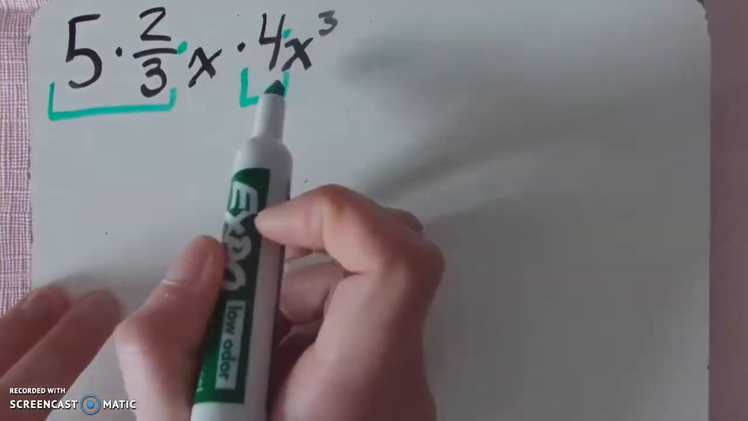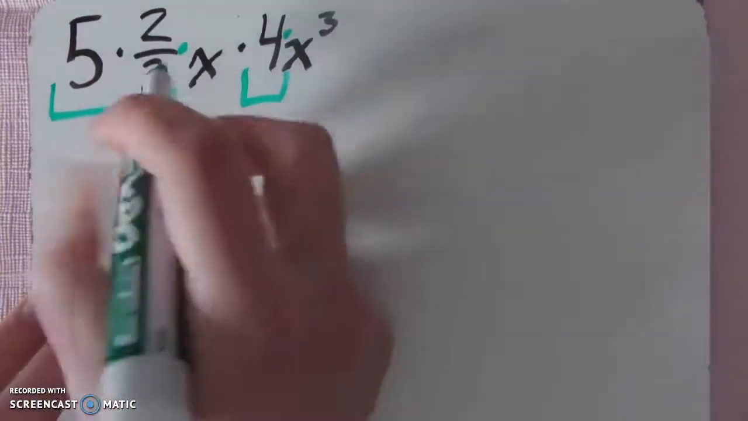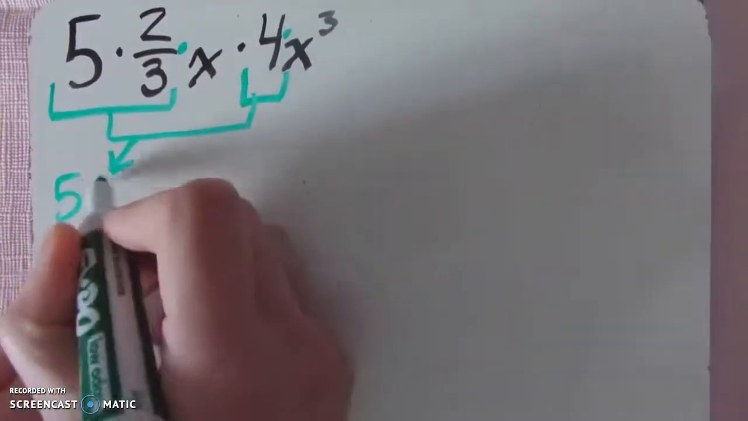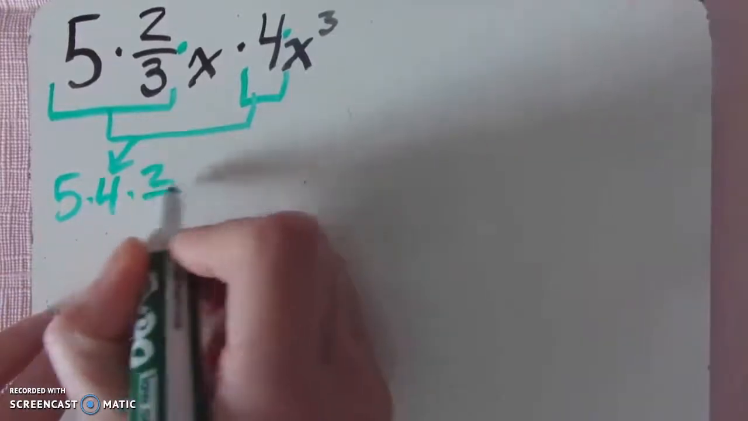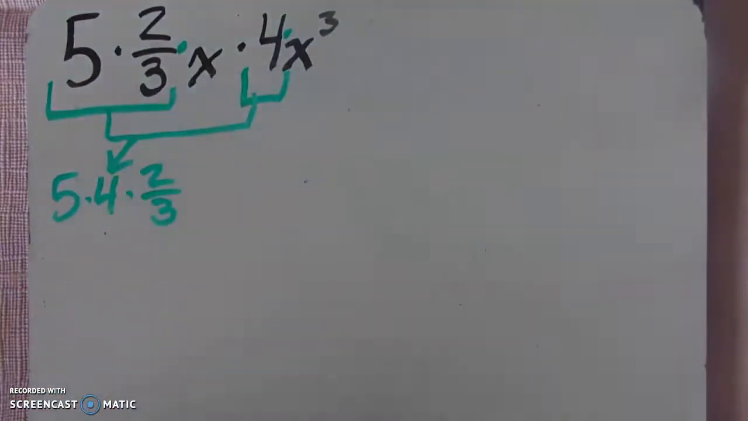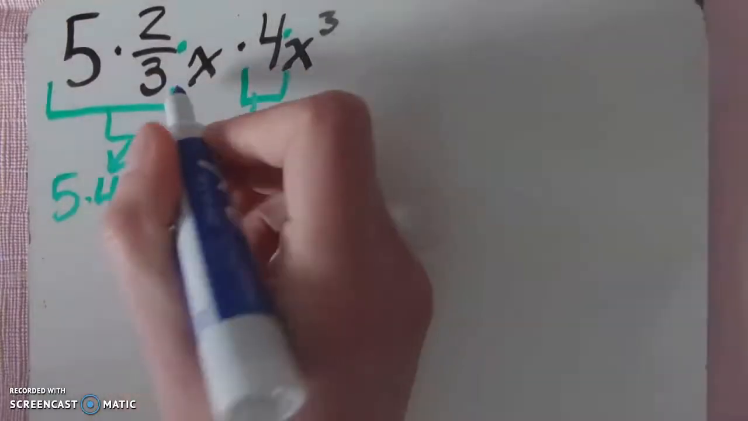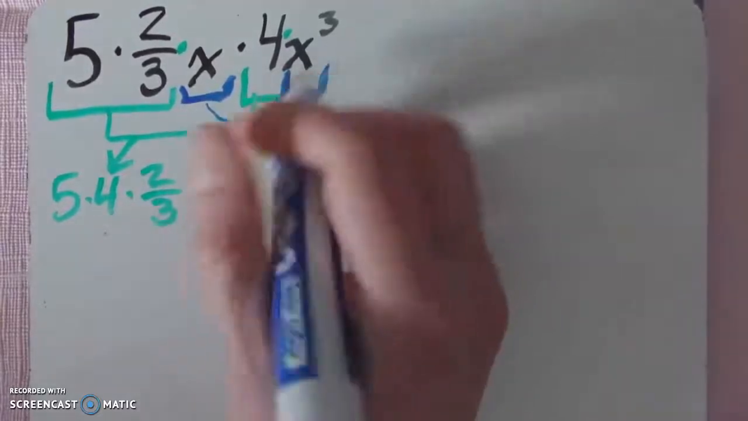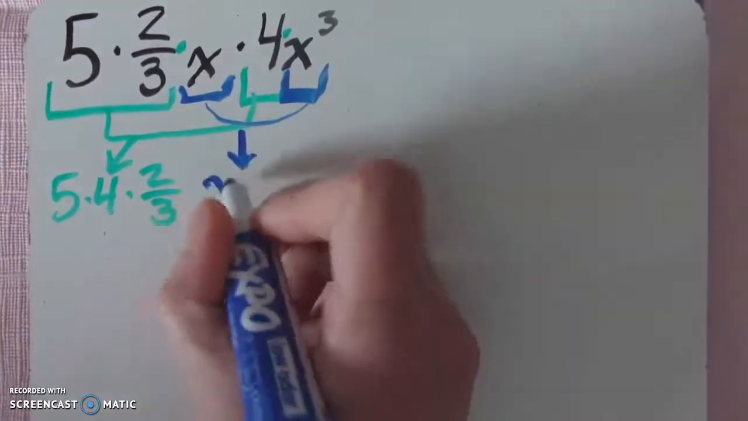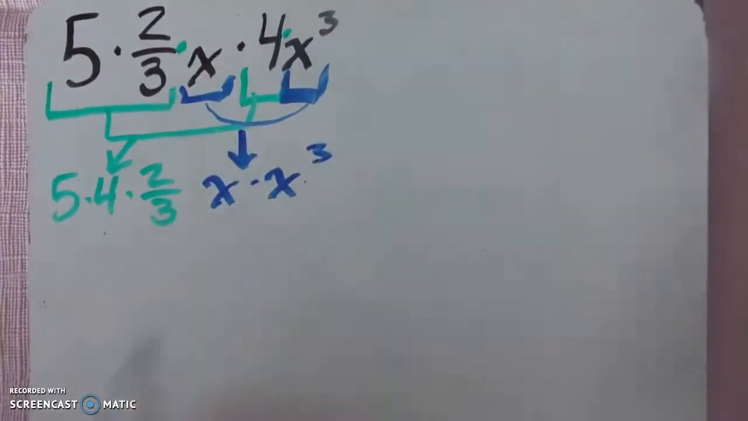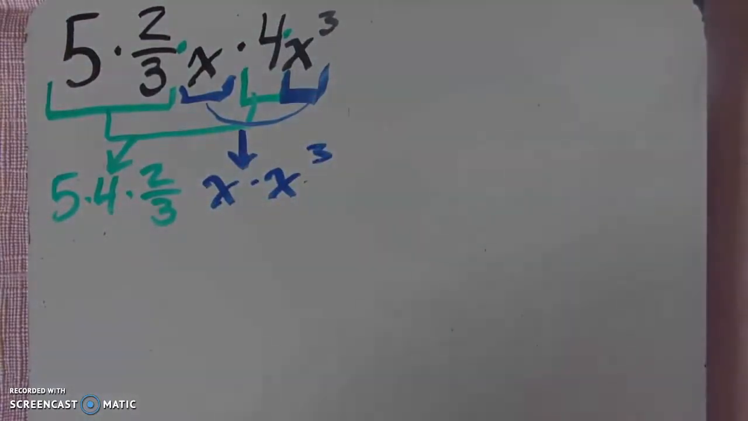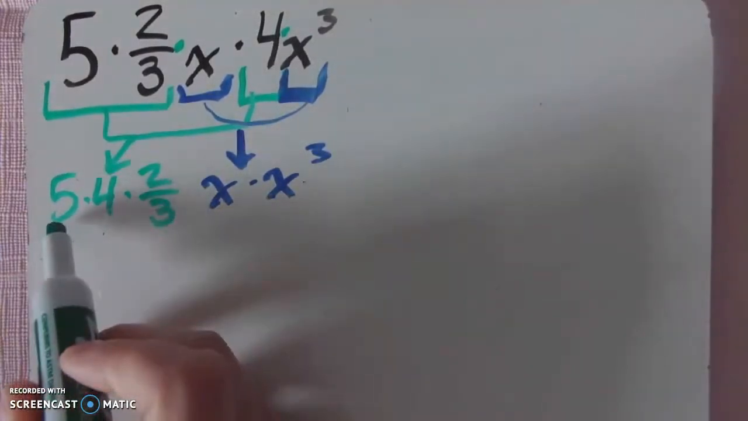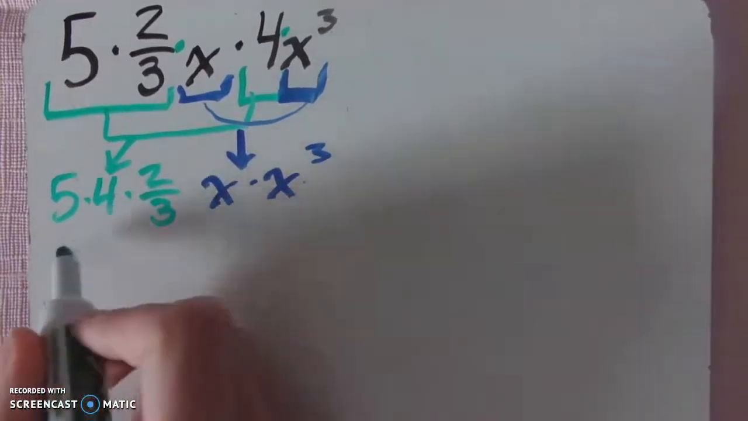And I'm going to start by just taking all the numbers that are normal numbers and multiplying those together. So that would be 5 times my 4 times my 2/3. And I'm going to take my variables and multiply those together, since we typically like our numbers before our variables. So that's going to be a multiplication of x times x cubed. With this, what I'm going to do next is take my 5 times 4 times 2/3 and simplify that. Well, 5 times 4 I know is 20.